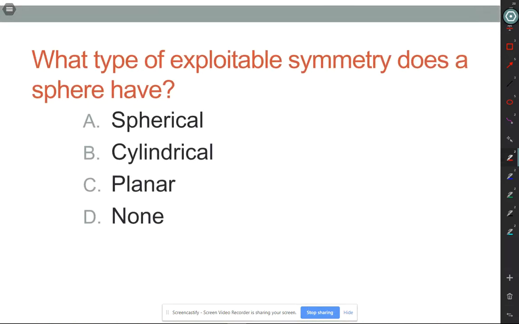let's look at symmetries. What type of exploitable symmetry does a sphere have? That is, what shape could you use for a surface to match one of those three rules I gave you? If I have a spherical charge distribution, so I have a spherical symmetry for my charge distribution, then what kind of shape can I use that will make it so the electric field is constant on the surface and the angle between the electric field and the surface is constant? Well, three-dimensional, so a sphere.